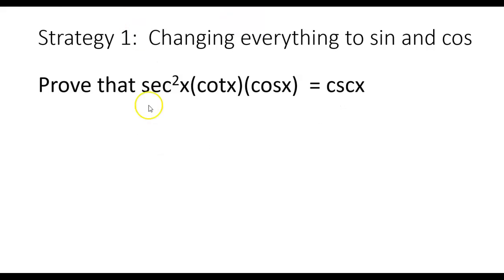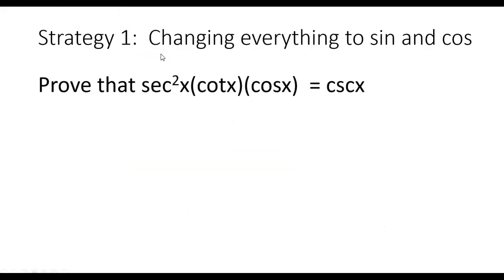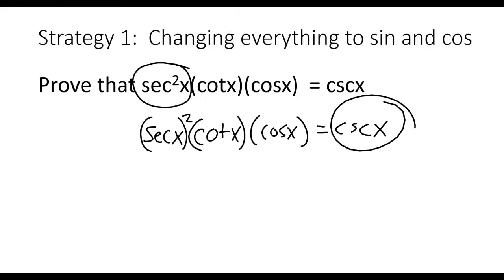Well, let's go to our identities. Over here, we see that cosecant of x is 1 over sine. So that way I can rewrite cosecant as 1 over sine. So that's what I'm going to do. I'm going to change cosecant into 1 over sine of x. All right? Now this one's okay. I want to leave that one alone because it's already cosine. We like cosine and we like sine. We don't want anything else. And I'm going to go ahead and put this over 1 since everything else is a fraction here. All right, but this is not okay.